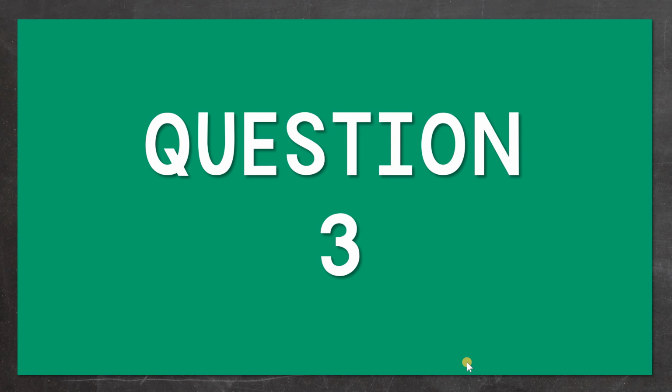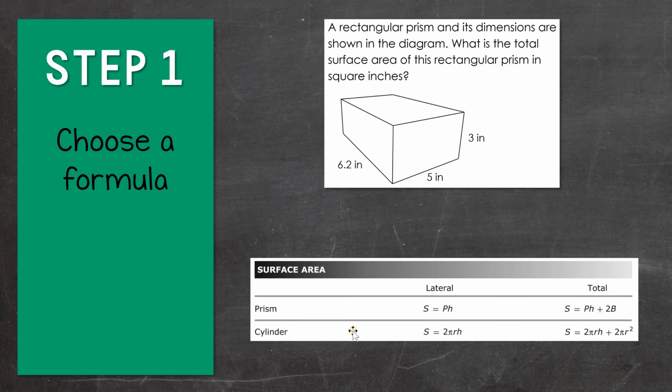Let's see if you can remember, what's the first step going to be? It's choosing the formula. Is this a prism or is this a cylinder? I don't see any circles, so it has to be a prism. Also, it says rectangular prism. Is this question asking us for lateral or total surface area? Alright, it says total in the problem, so we have our formula.